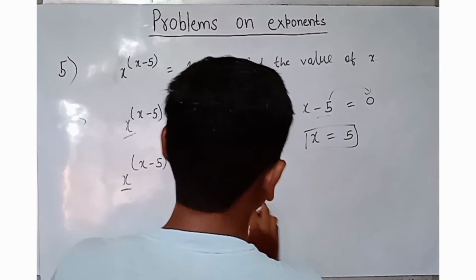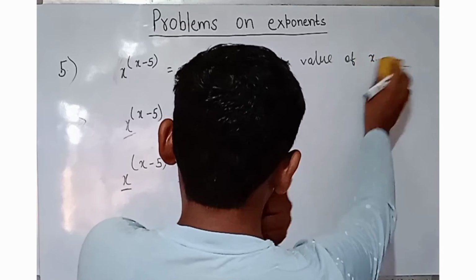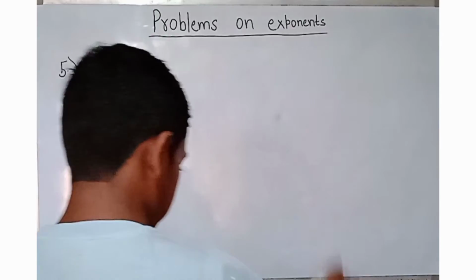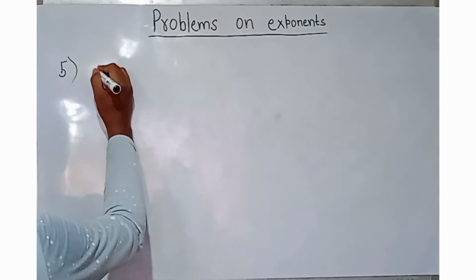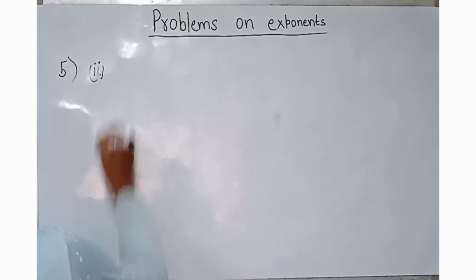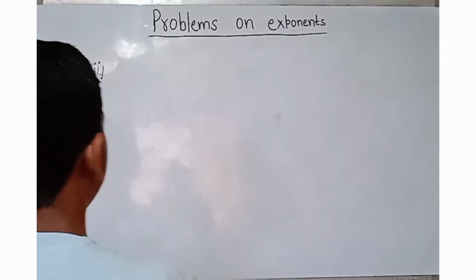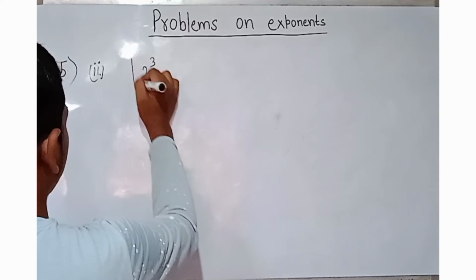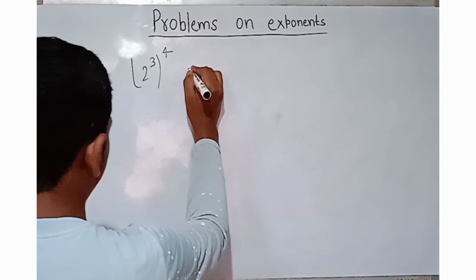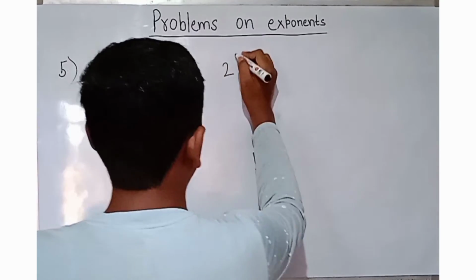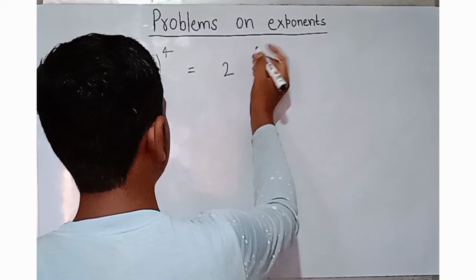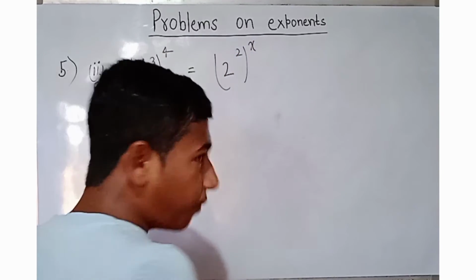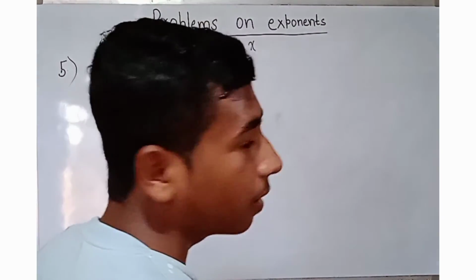Now the third question, or say the second part of this question 5. It is (2^3)^4 is equal to 2^(2x). Then find the value of x. It's very easy.